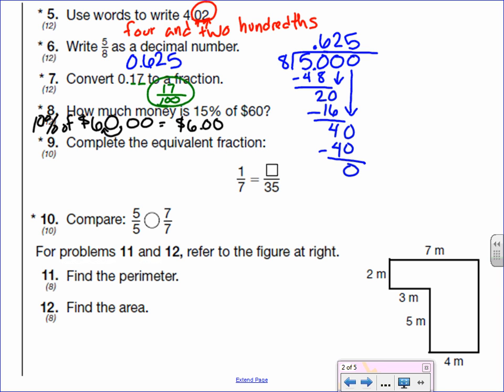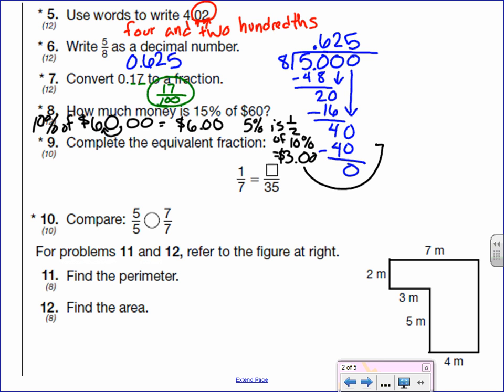Okay, and then for 15%, we need 5% more than 10. Well, 5% is half of 10%. Half of 10%. Well, 10% was 6. So 5% is $3. Half of 6, half of 10% is half of 6, which is $3.